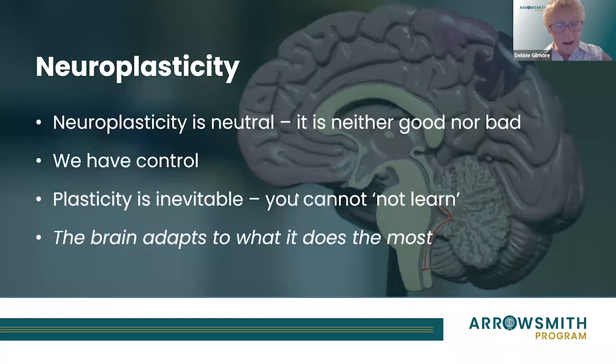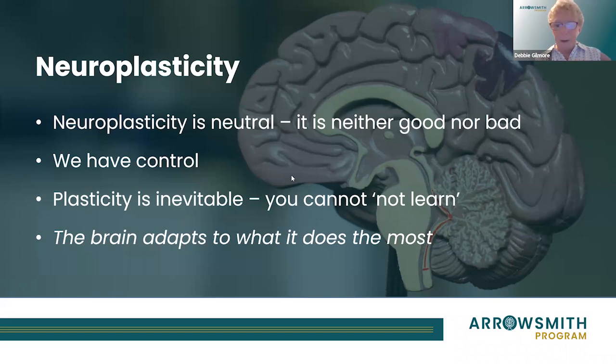The other thing I found actually really interesting when I was learning about neuroplasticity for the first time is that neuroplasticity is neutral. It's actually not a good thing, not a bad thing. It's not positive, it's not negative. It's actually a neutral concept, because when I was learning about neuroplasticity, I thought, oh, that's a really great thing. Well, actually, it's just kind of neutral. We have control over the neuroplastic effect on our brains. So I think one of the important things to remember is that the brain adapts to what it does the most.